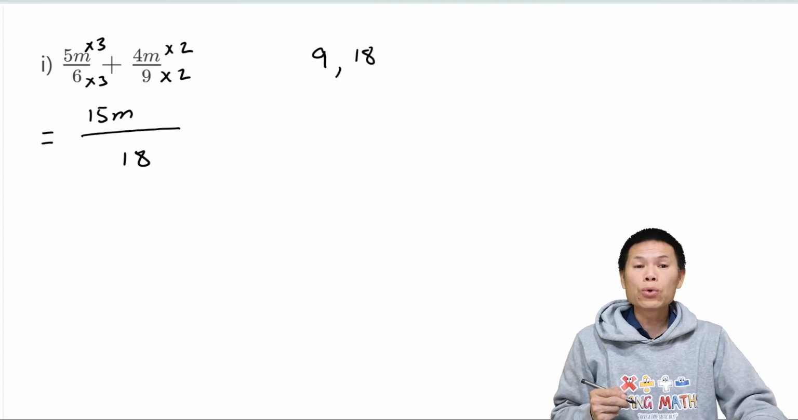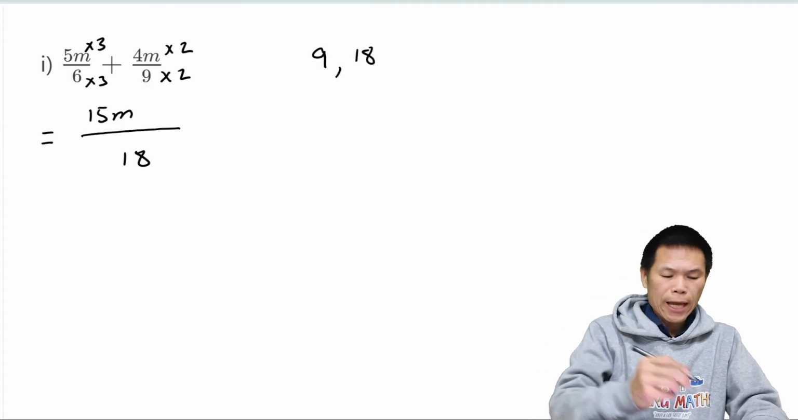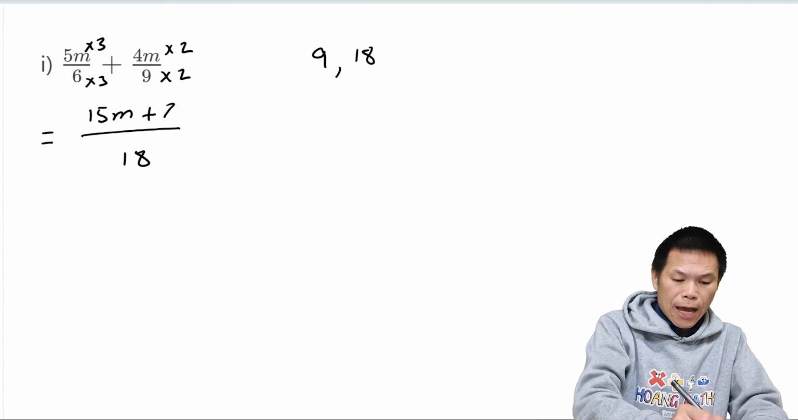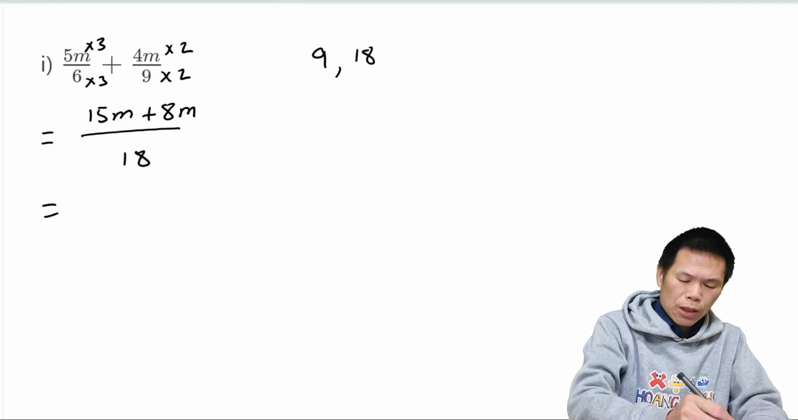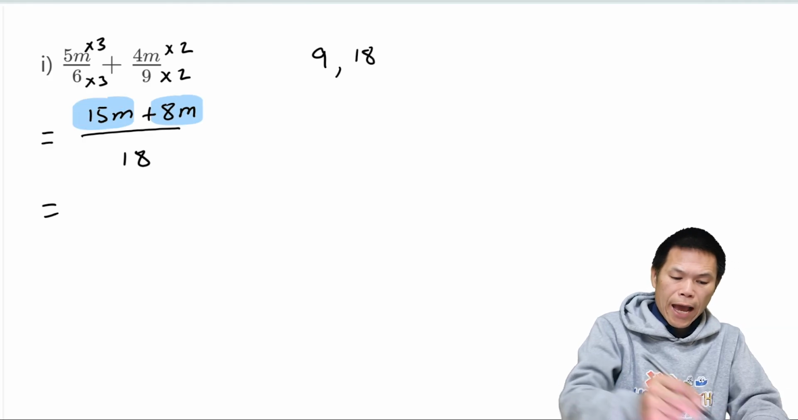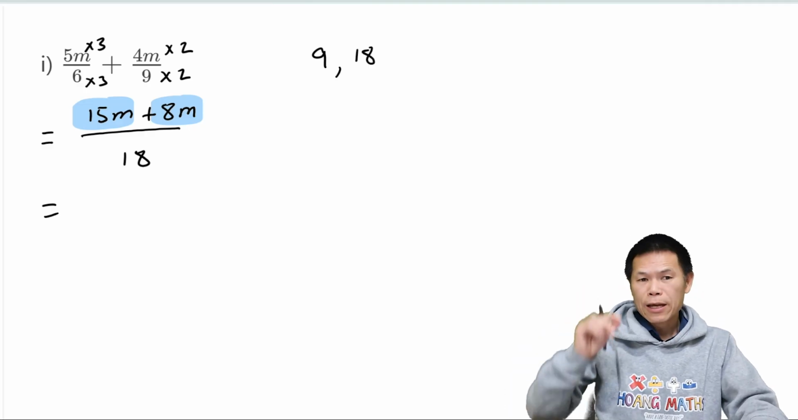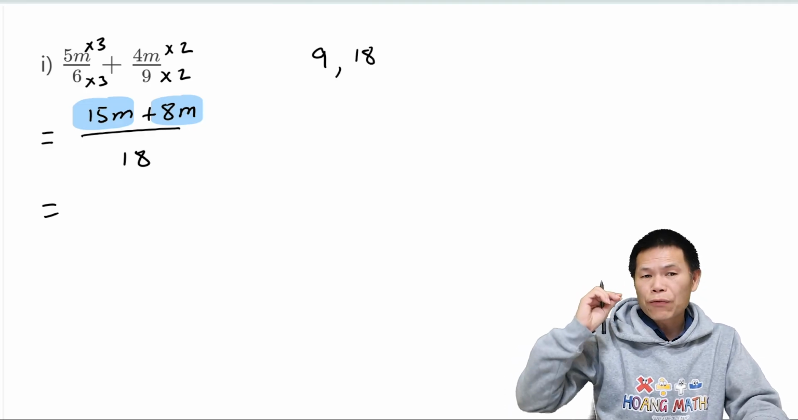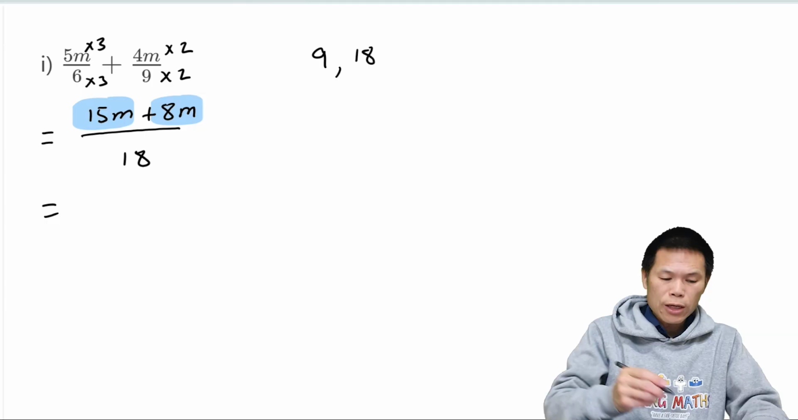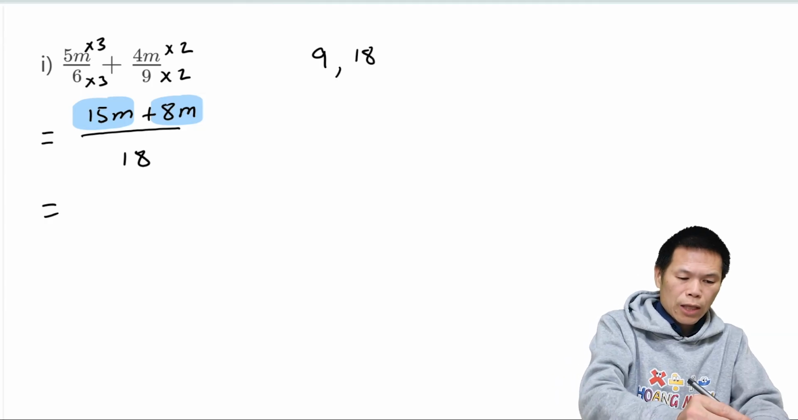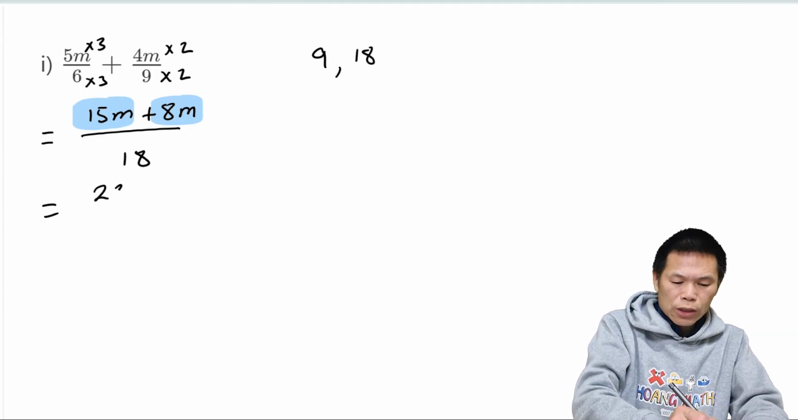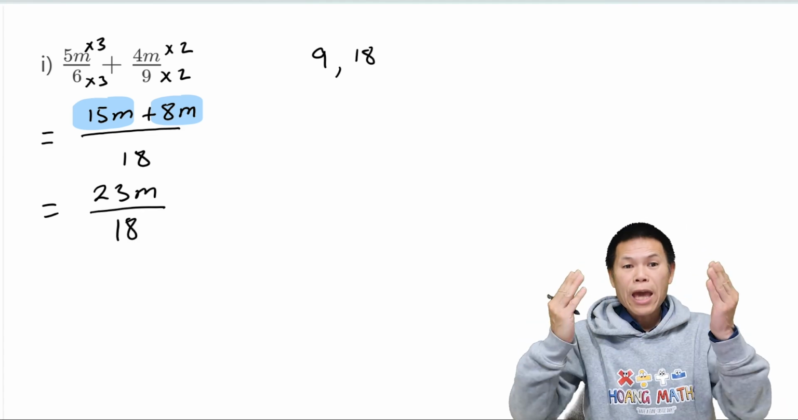So 4 times 2 is 8. So 8m. We plus 8m. Now we just collect the like terms. So 15, we add 8. 15 plus 8. So that means 15 plus 5 is 20. We add another 3, 23. So the answer is 23m over 18. So there you go.